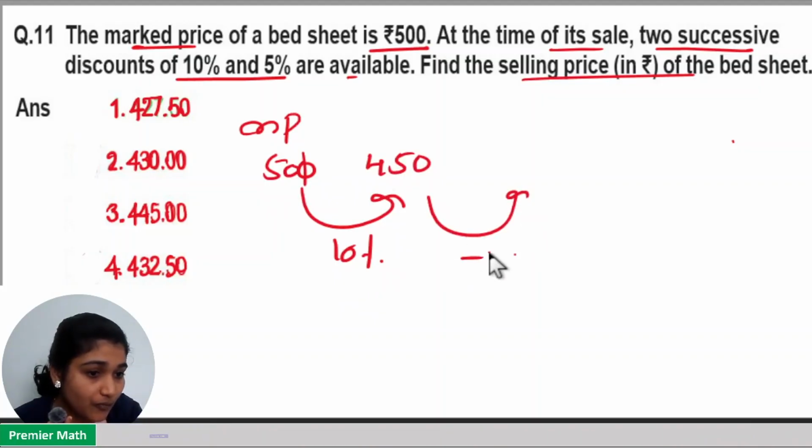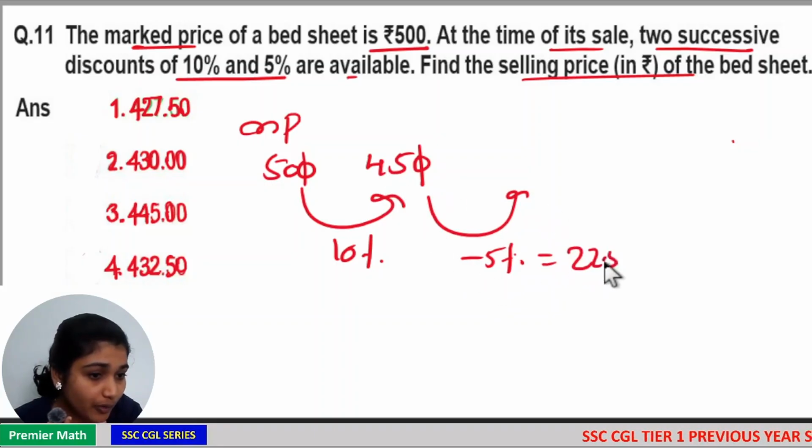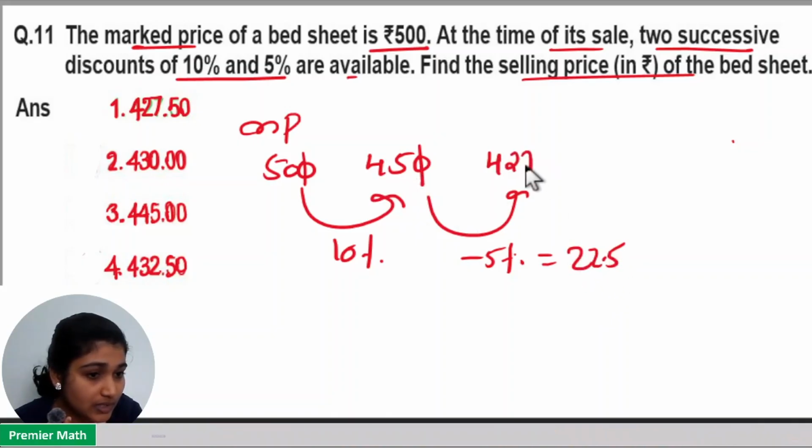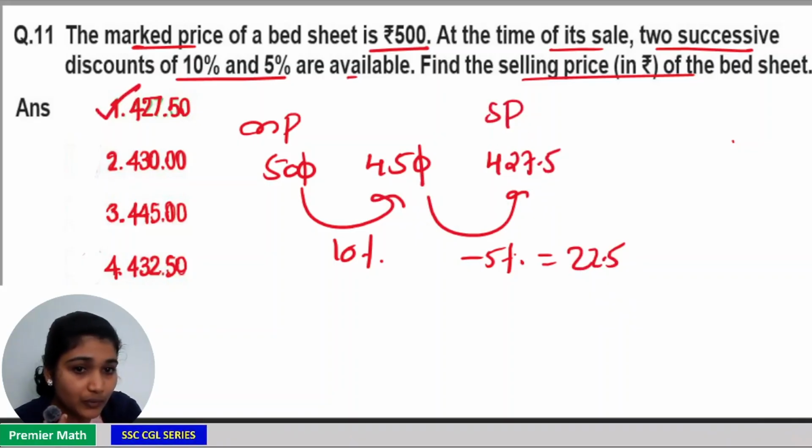Again giving 5% discount on 450. 10% of 450 is 45. Then 5% is half of 45, which is 22.5. So 450 minus 22.5 means 50 minus 20 is equal to 30. 30 minus 2.5 is 27.5. So selling price here is equal to option 1, 427.5 rupees.